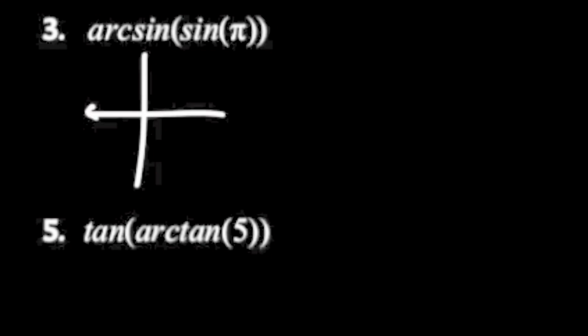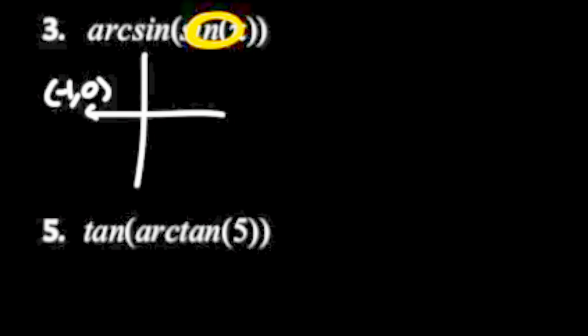Let's try the same thing for arcsine of sine of pi. So on the unit circle, pi is over here. It's another one of those quadrant angles. So this is the point (-1, 0), and sine is the y value. So sine of pi is just 0, and now this is saying find arcsine of 0.